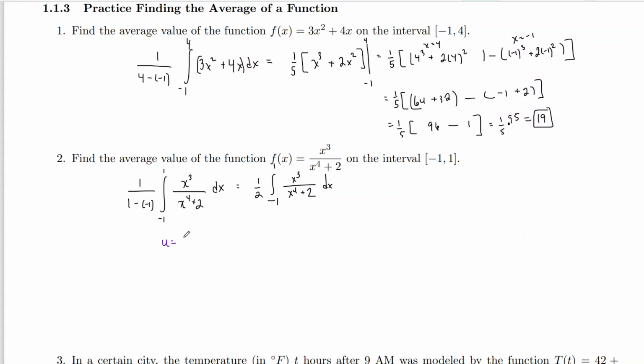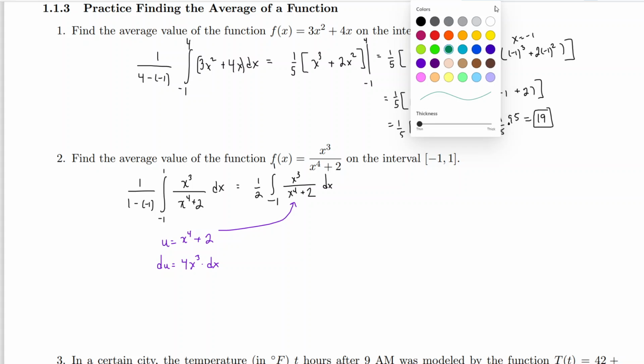And remember, a default thing you want to go to is that if you have a fraction, unless you have some atypical setup, you usually want to try u equals the denominator first. So we're going to do u equals x to the fourth plus 2. Remember the other part of substitution, we do the differential, so we compute the derivative du. It's 4x cubed dx.